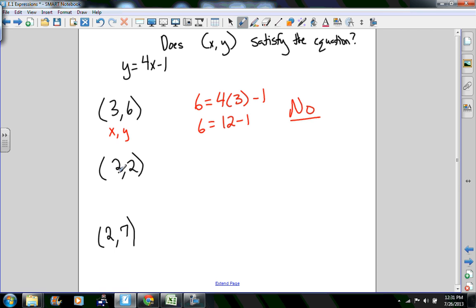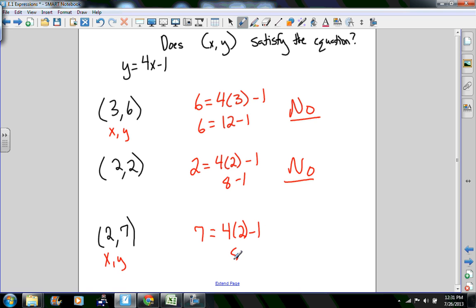So here, now I'm going to put the 2 for the x and the 2 for the y. So it becomes 2 equals 4 times 2 minus 1. Well, this is 8 minus 1, which is 7. So this is also a no. Okay, the only time you're going to make a mistake on these problems is if you flip the x and the y. So it's important to remember that it's x comma y. It's alphabetical. x comes before y in the alphabet, so it comes before y in ordered pairs. So this becomes 7 equals 4 times 2 minus 1. So that's 8 minus 1, which is 7. So this does satisfy the equation.